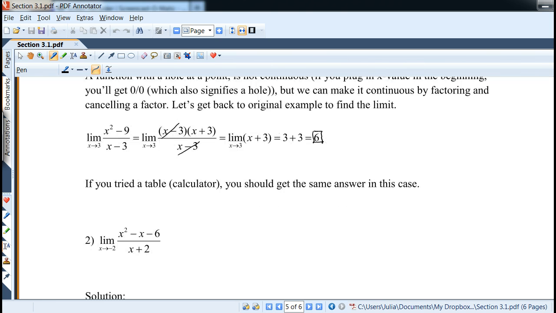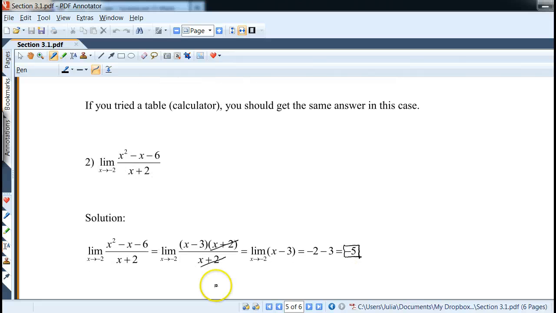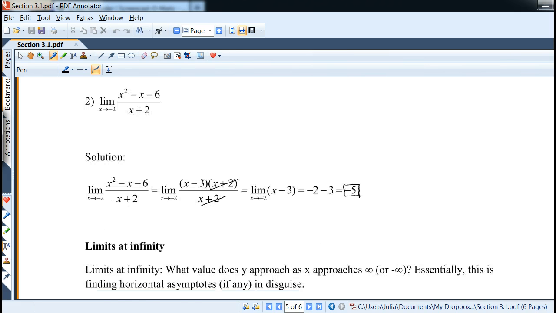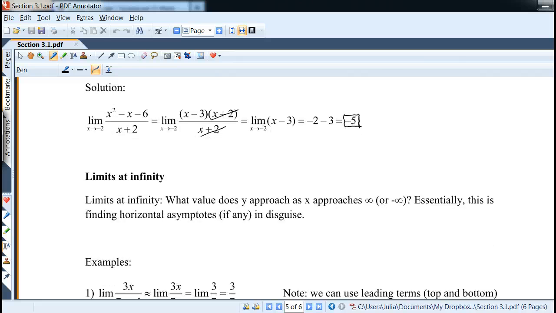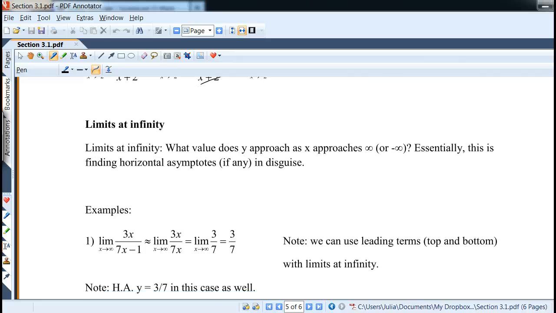Notice how we can do it in example 2. Same thing, we'll factor it, get rid of x plus 2 in the denominator, and we can plug in -2, and that's how we get the limit. Limits at infinity, it's basically the horizontal asymptotes. It's basically the same exact thing we did earlier in chapter 2.